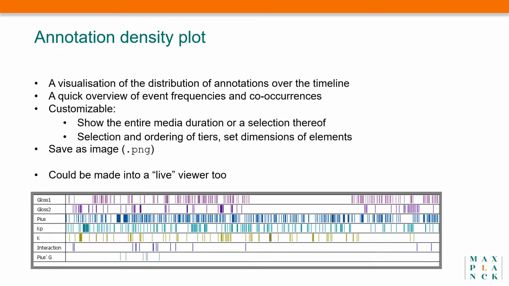The size of the image and parts thereof can be set, and the entire media duration can be shown, or just a selected time interval. In case some of the tiers are linked to a controlled vocabulary, the color coding of the CV entries is shown too, like in the image of the previous slide. The result can be saved as a PNG image.